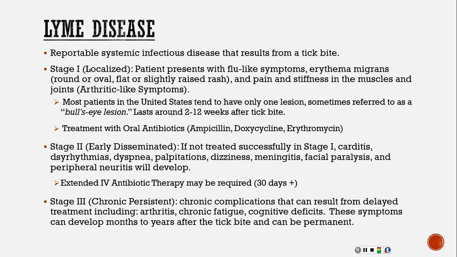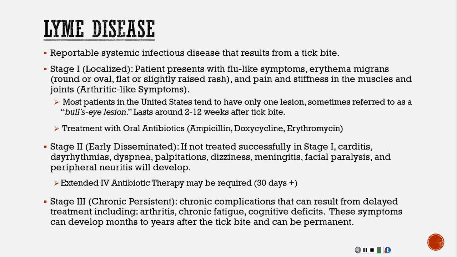Now, if they don't catch it early, it moves into the stage 2 or early dissemination phase. Carditis, dysrhythmias, dyspnea, palpitations, dizziness, meningitis, and also facial paralysis can develop, and also peripheral neuritis.